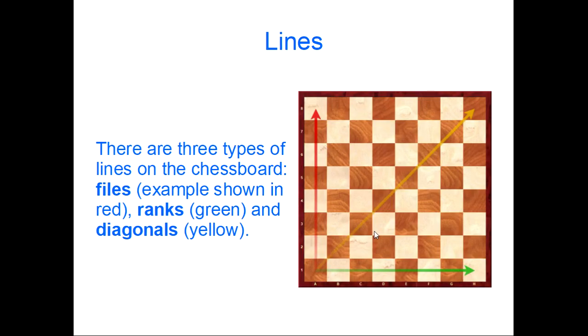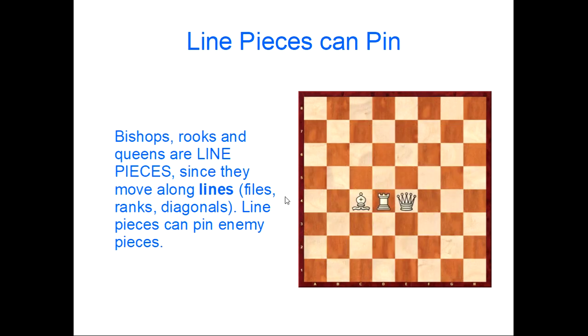And what do I mean by line? Well, there are three types of lines on the chessboard. Those are files, ranks, and diagonals. This is something that we learned in a previous video, by the way. Line pieces can pin. Bishops, rooks, and queens are called line pieces since they move along lines. Line pieces are the ones that can pin enemy pieces.